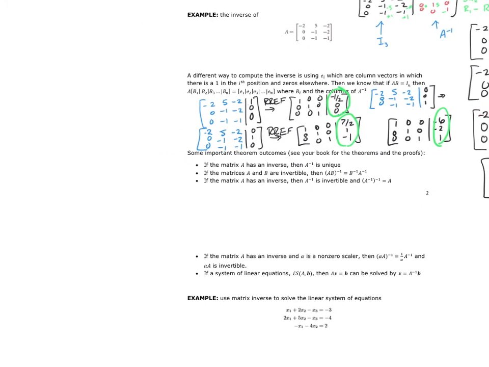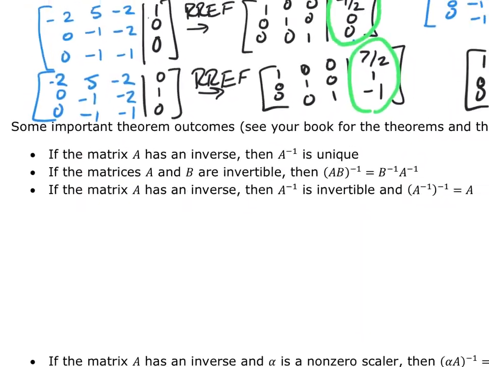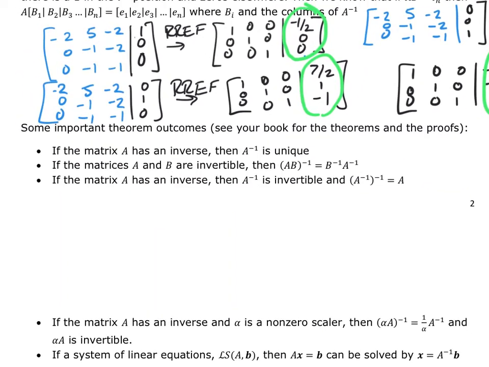Some of the interesting and important things that we get out of this section, the proofs and the theorems, are actually in your book. First thing we get is that if the matrix A has an inverse, then the inverse in and of itself is unique to that matrix.